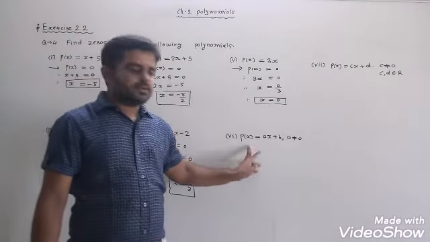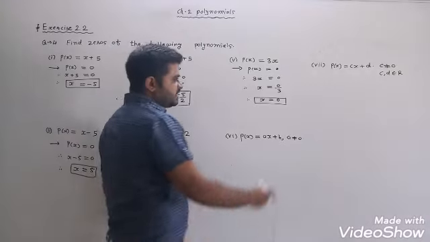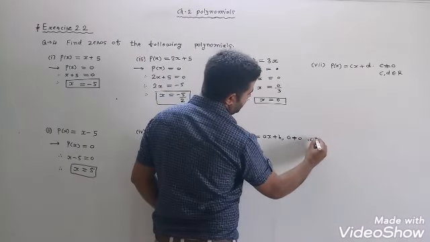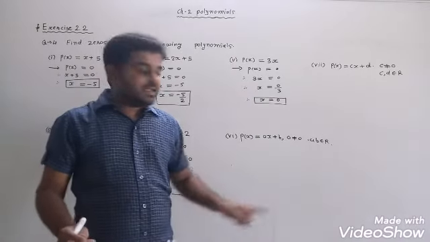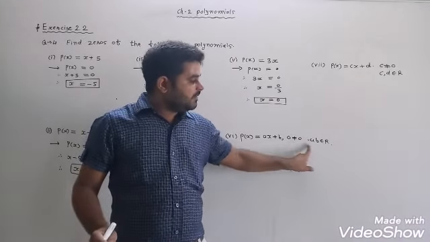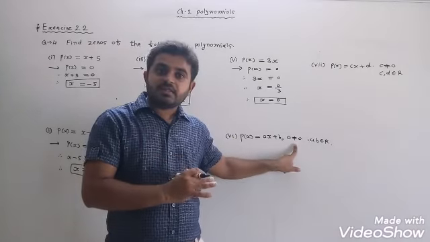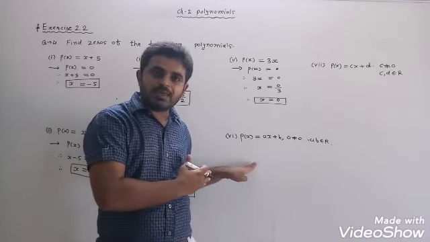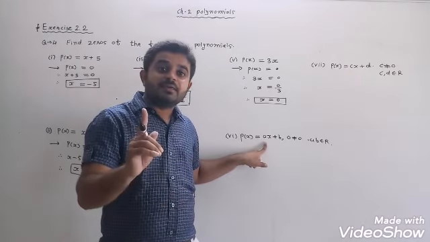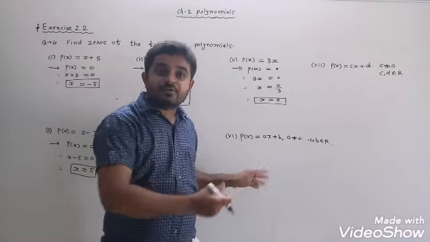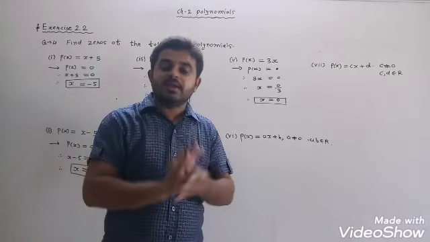Now p of x is equal to ax plus b, where a is not equal to 0 and a, b belong to real numbers. What does this mean? It is the necessary condition for this polynomial, because you can't take the value of a as 0. We learned this concept in the theory of linear polynomials.